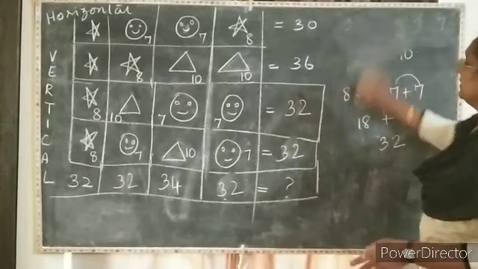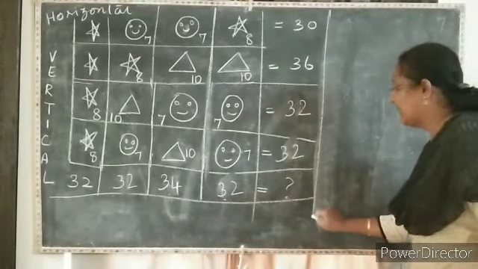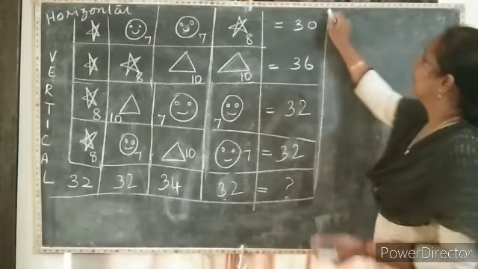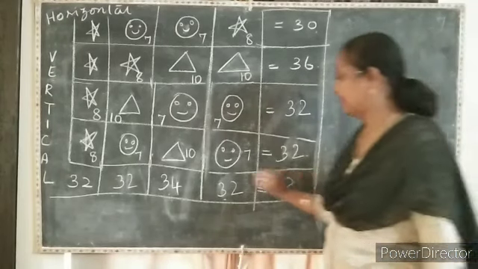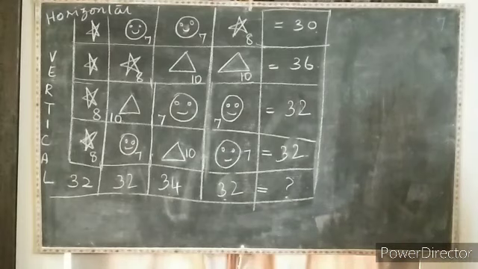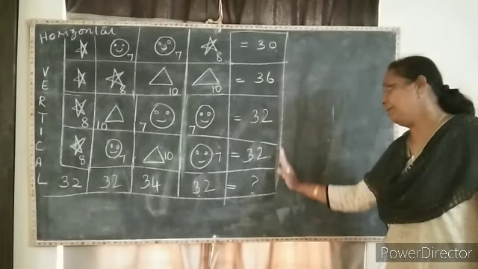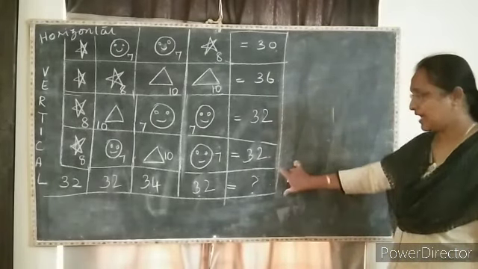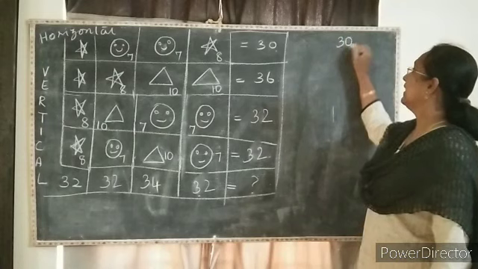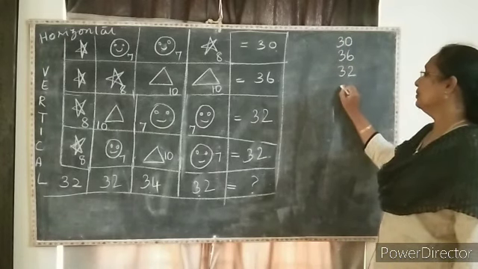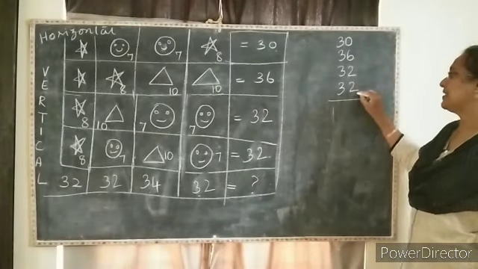Now the last one, they are asking you to find all the values. Yes or no? We are supposed to find all the vertical values of this one. So I'm going to add what? 30, 36, 32, 32, and now I'm going to add all these values. Okay students, now we are going to find the sum of all these numbers in the vertical position as well as the sum of all the numbers in the horizontal position. Now shall we add? What will we get? 30, 36, 32, again 32. Now shall we add? 0 plus 6, 6 plus 2 is 8, 8 plus 2 is 10.